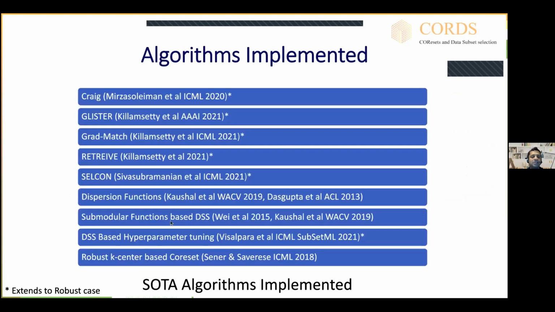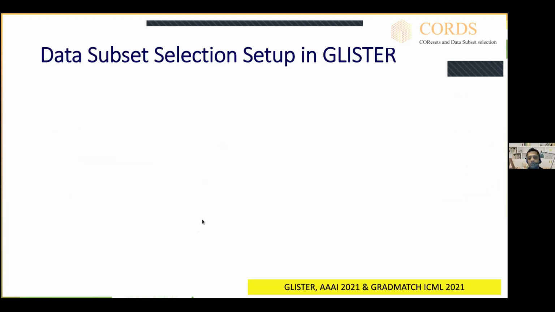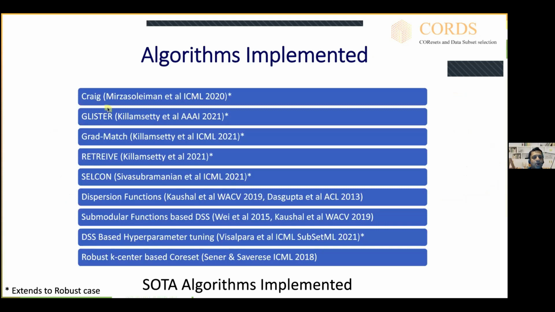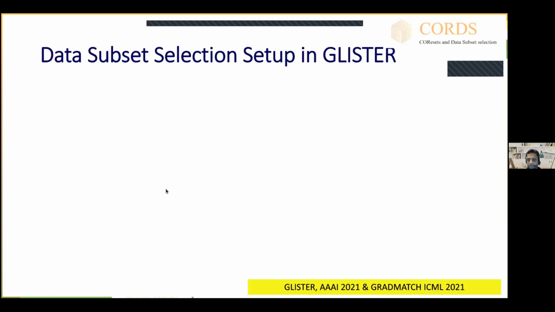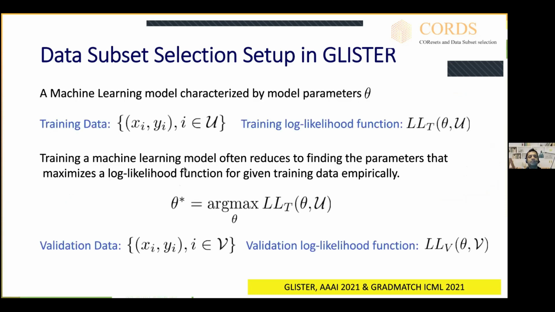So there are several algorithms implemented within Chords. The list keeps growing. Some of them are our own works. I'll talk about a couple of them. I'll specifically talk about Glister and Grad Match because they do, in some sense, also subsume some of the others. So let's begin with Glister. What's the idea of data subset selection in Glister? You're given a training data set U on which you can measure your log likelihood.